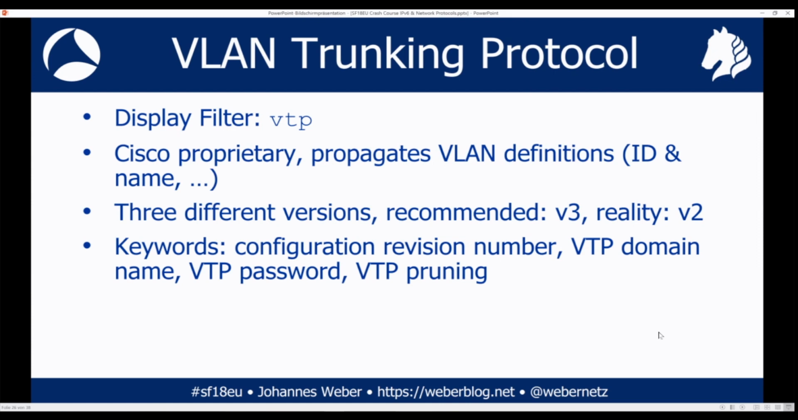Yes. So again, we are going Cisco proprietary. We have the VLAN Trunking Protocol, VTP. The display filter is vtp. This protocol propagates VLAN information, VLAN definitions. That's basically the ID of the VLAN and the name. Why do you want to use it? Because when you have hundreds of switches and hundreds of VLANs, and you're plugging in the 101st switch, you want this switch to know of all your VLANs, and you must not configure them manually. So we can use VTP for that.